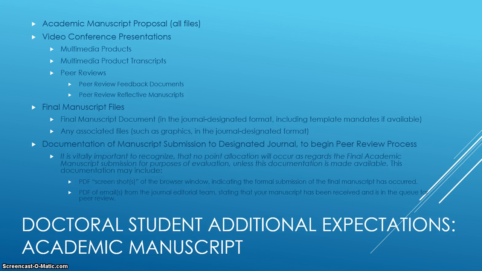So it's vitally important to recognize that no point allocation will occur as regards your final academic manuscript until I have the documentation that you have either PDF'd or offered as screenshots of the browser windows indicating the formal submission of the final manuscript has occurred. And normally when the final manuscript has been submitted, there are emails from the journal editorial team stating that your manuscript has been received and is in the queue for the peer review process towards consideration for publication within the International Peer Review Journal or National Peer Review Journal. I must have those documents before your academic manuscript final project will receive a point allocation.